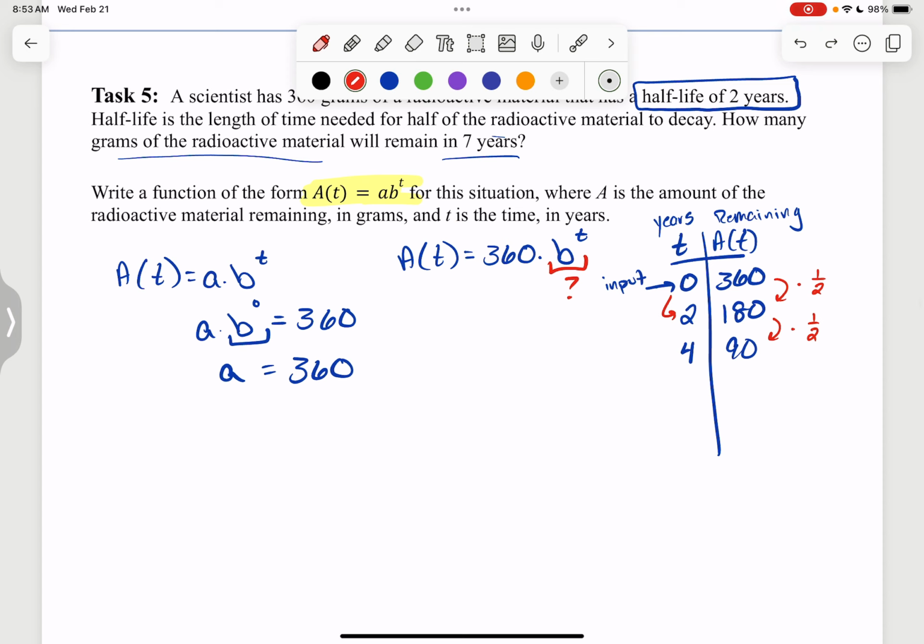But I know some other inputs. I know when I input a 2, when I take 360 times b to the second, I get out 180.